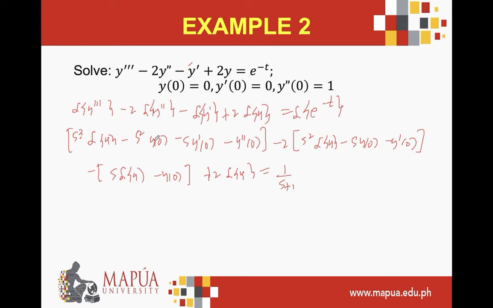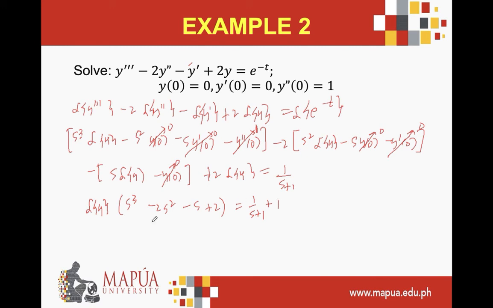And then we now substitute the initial conditions. So this is 0, this is also 0, this is equal to 1, this is equal to 0, this is also 0. Okay, so simplifying, and at the same time factor out Laplace of y, so I get here s cubed minus 2 s squared, minus s Laplace of y, plus 2. And then you have 1 over s plus 1 here. You have this is 1, this is not equal to 0, so minus 1 transposed to the right hand side, you get plus 1.